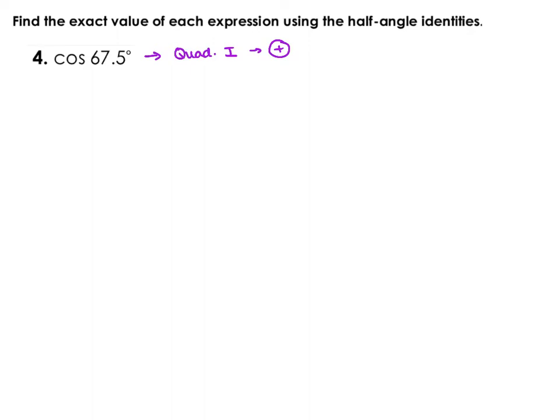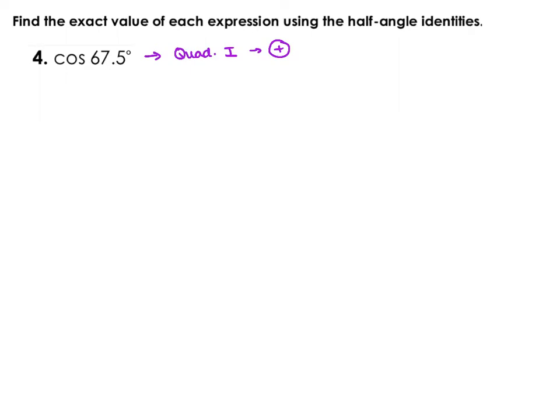So 67.5 is not an angle on the unit circle. It's not one that we know or can figure out x and y coordinates for. But if we take this value and multiply it by 2, we end up with 135, which is an angle that we know on the unit circle. That happens to be in quadrant 2, but it has the same reference angle.